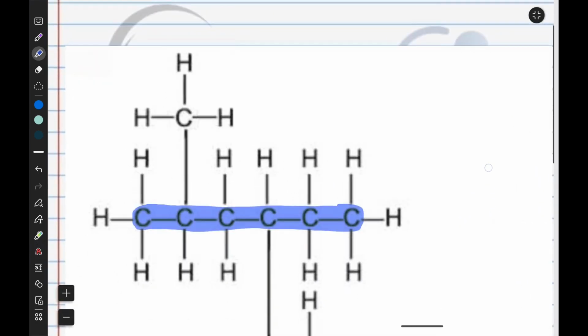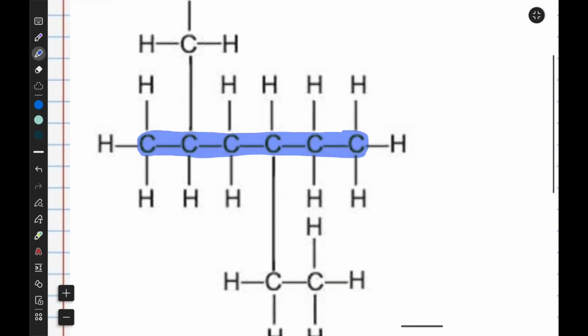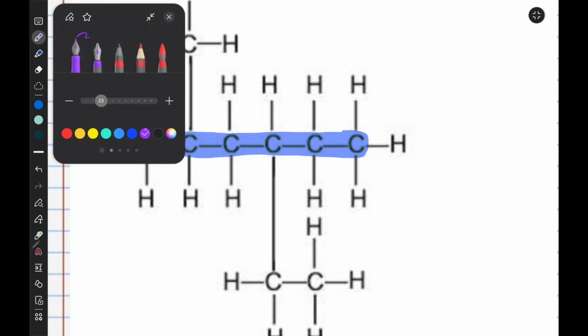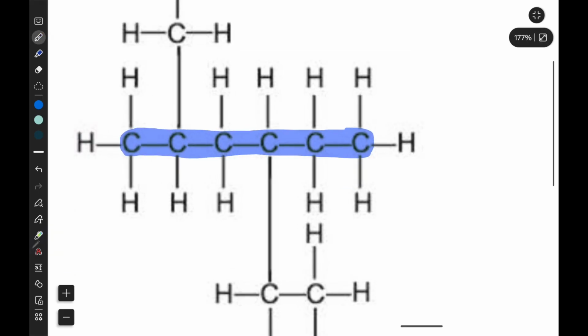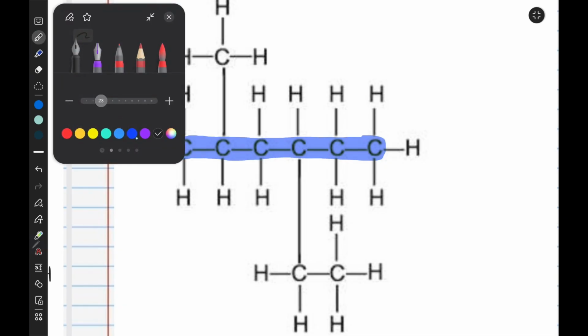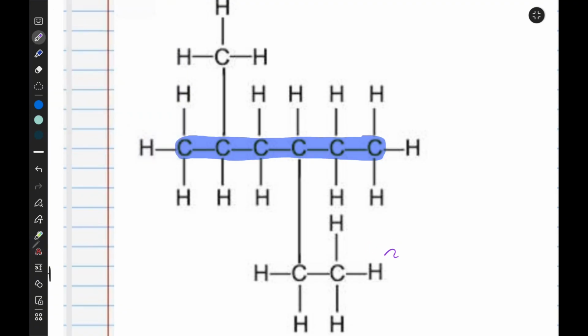So let's start. What we see here is, let's start naming from the side that will give us the lowest number of the alkyl group. So we can see that if we start numbering from right to left, this is an alkyl group. Of course, let's just note that that's alkyl group number 1.